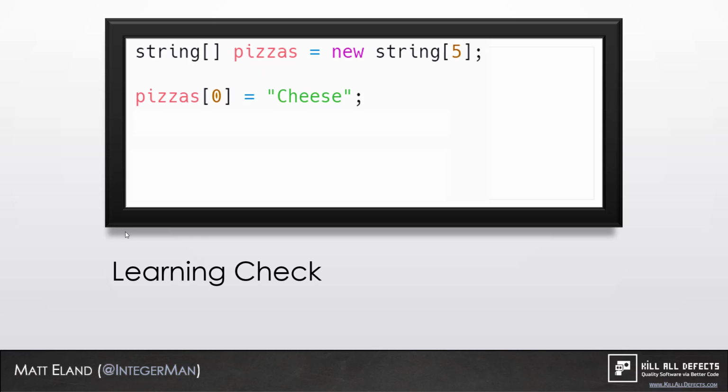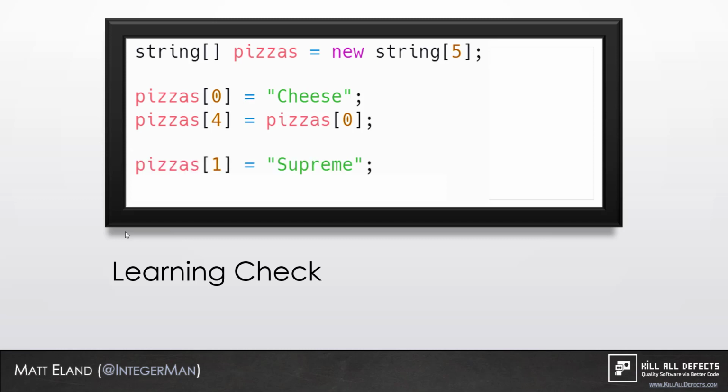All right, so here we're defining a new array of 5 pizzas. We're setting the first element to be cheese, and now we're setting the element at index 4 to be the value at index 0 of that same array. Next, we're setting index 1 to be supreme, and we're setting index 0 to be taco pizza. So my question is, what's in box 0? What's in element 0 of this array? And what's in element 4?